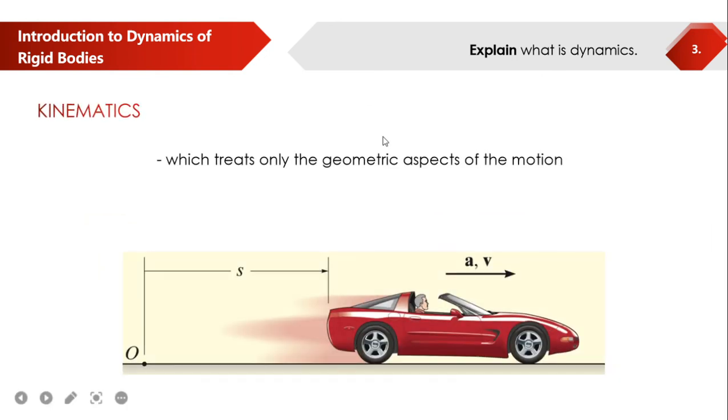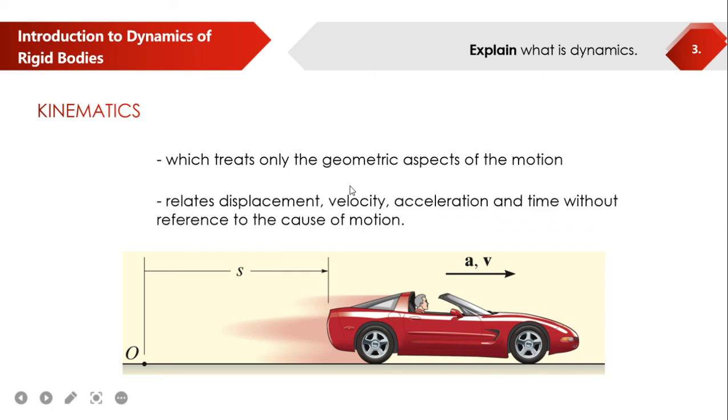Now, the difference between kinematics and kinetics is that kinematics treats the geometric aspect, relating mainly displacement, velocity, acceleration, and time, without reference to the cause of motion, or without force involved. So kinematics is simple.